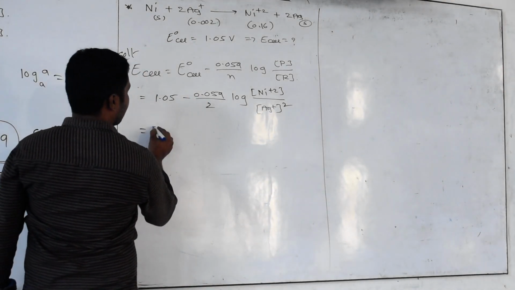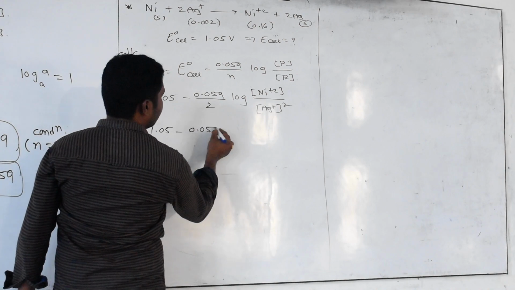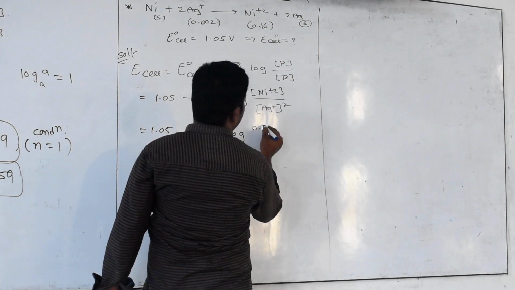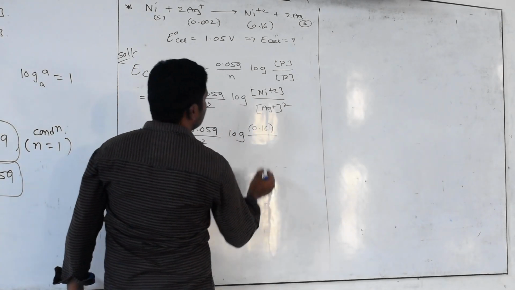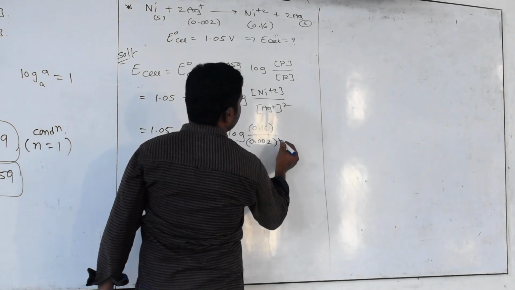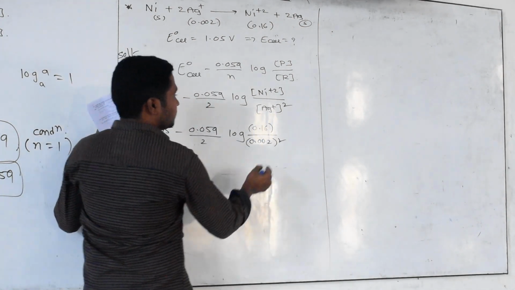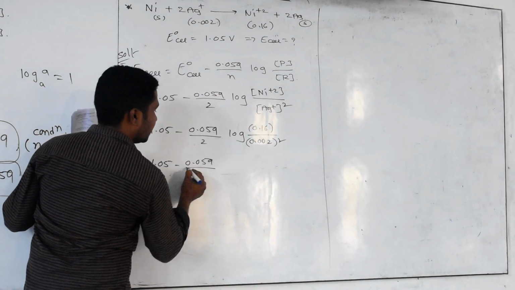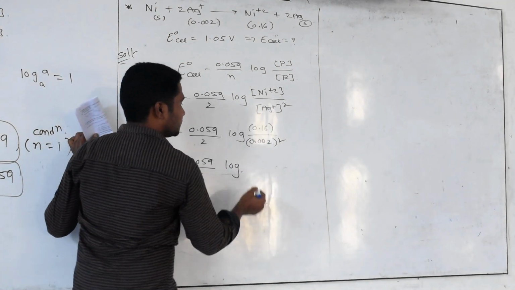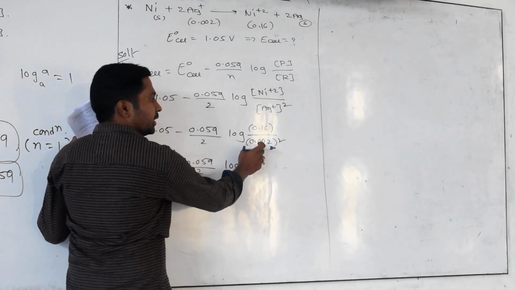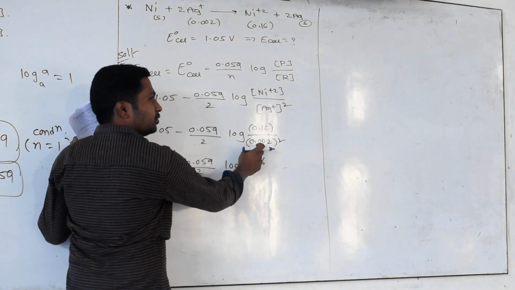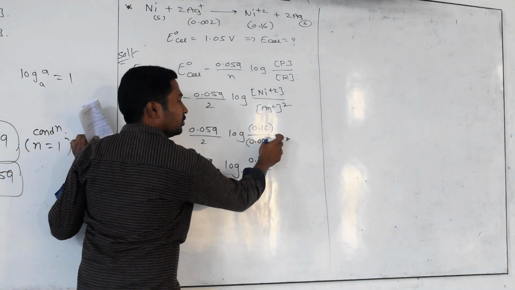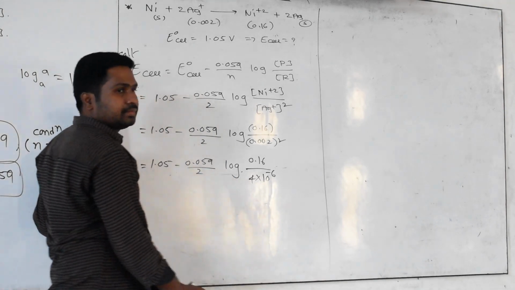Through simplification, 1.05 minus 0.059 by 2 into log of Ni plus 2 ions, that is 0.16, by 0.002 whole square. You can do the simplification, or write one more step. 1.05 minus 0.059 by 2 into log of 0.16, leave it as it is. The denominator we can write as 2 into 10 to the power of minus 3 whole square. Then 2 square is 4, and 10 to the power of minus 3 whole square is 10 to the power of minus 6.